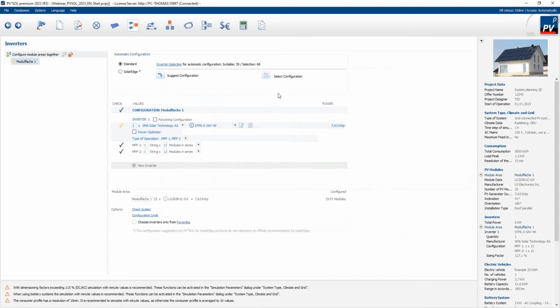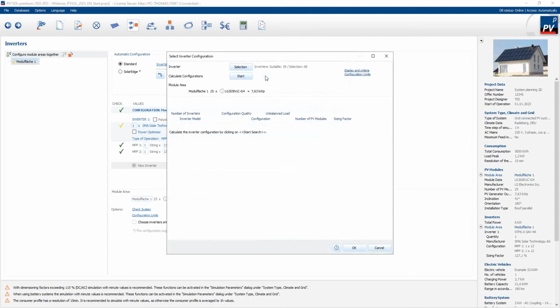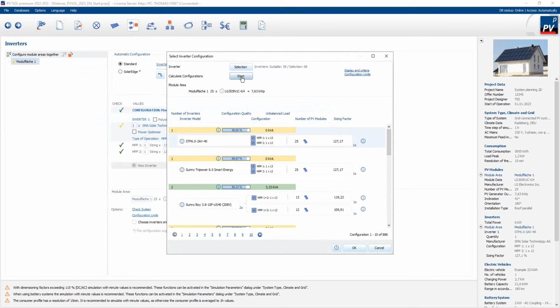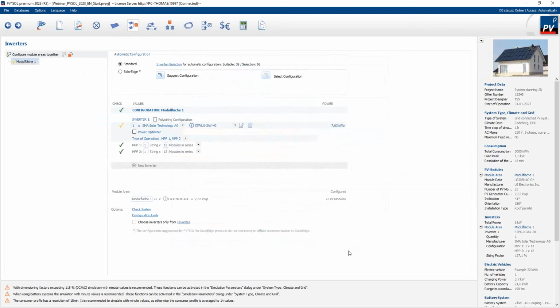This here on the upper right-hand side is the second option. We have pre-selected 39 inverters from a total selection of 68 SMA inverters, and from these 39 suitable inverters, the number of configurations will be calculated. As you can see, in total we have 886 configurations, and the first one here is the one the program had suggested before. Okay, I think that's it for the module configuration, and we come to the electric vehicle.